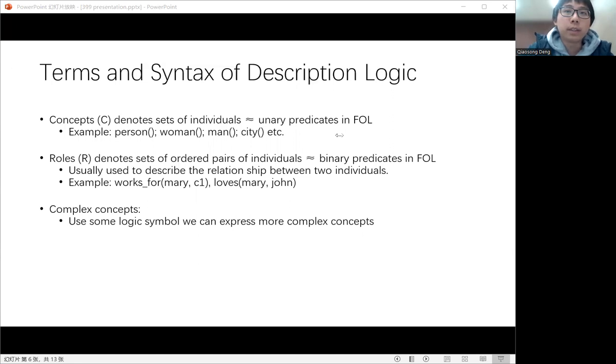Role denotes a set of ordered pairs of individuals. Usually, it can be used to describe the relationship between two individuals, just like Mary works for Company 1 and Mary loves John. These two verbs involve two individuals, so they are roles. It has a similar meaning to the binary predicate in first-order logic. And there are many other symbols used to express more complex concepts.